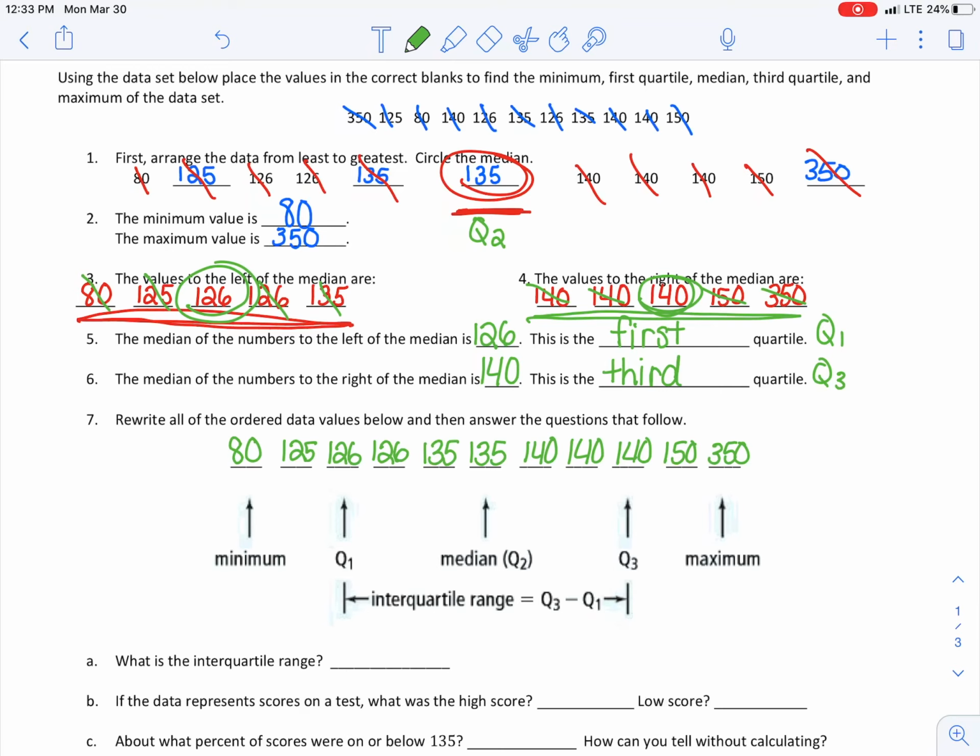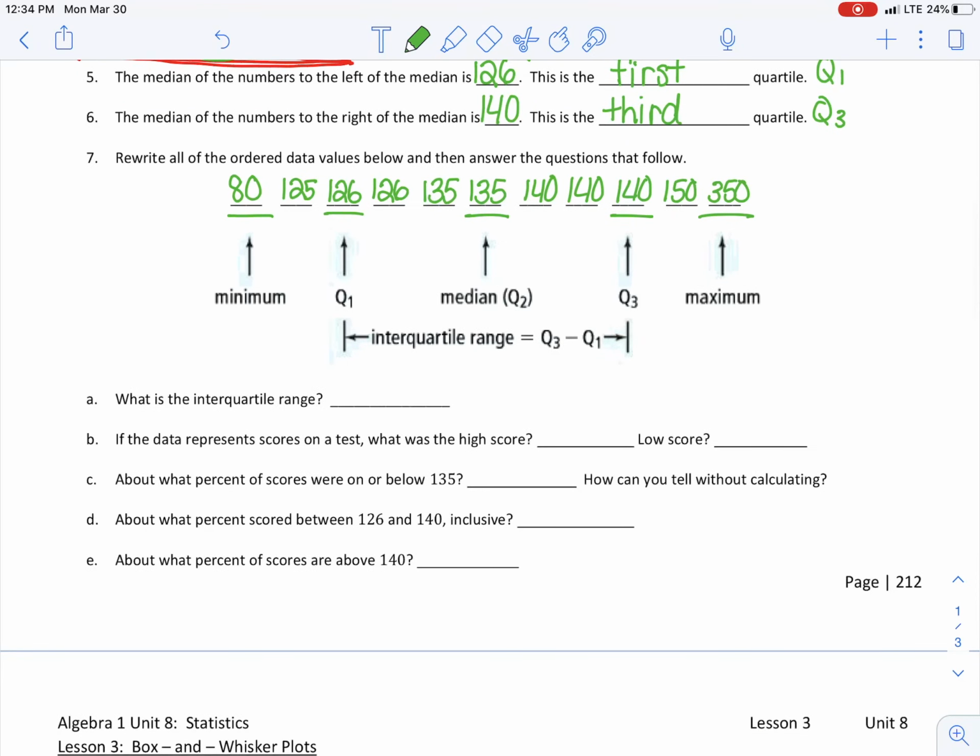Okay, so this kind of outlines everything for us. We have our minimum value of 80. It has an arrow going up to Q1, which is 126. That's what we found. Median, or Q2, which is 135. Q3 at 140. And we have a maximum at 350.